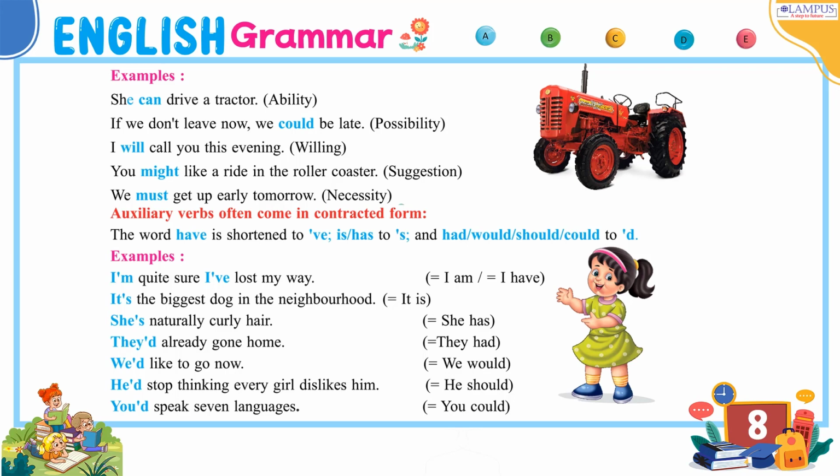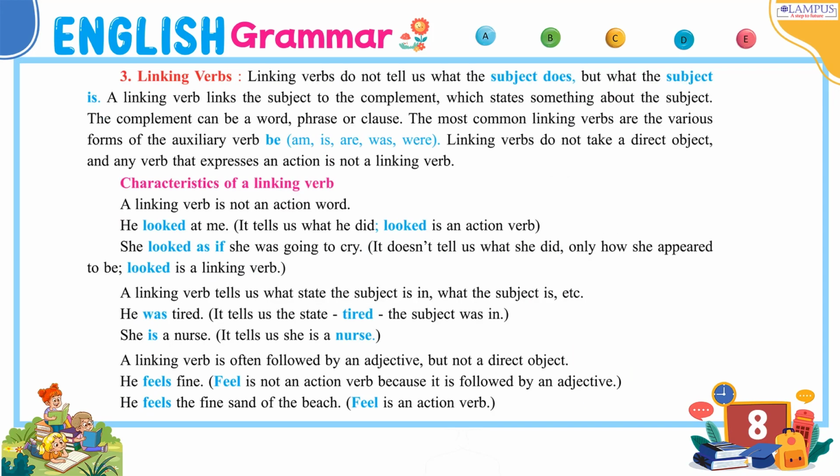Auxiliary verbs often come in contracted form. The word have is shortened to 've, is or has to 's, and had, would, should or could to 'd. Examples. I am quite sure I've lost my way. I am or I have. It's the biggest dog in the neighborhood. It is. She's naturally curly hair. She has. They'd already gone home. They had. We'd like to go now. We would. He'd stop thinking every girl dislikes him. He should. You'd speak 7 languages. You could.